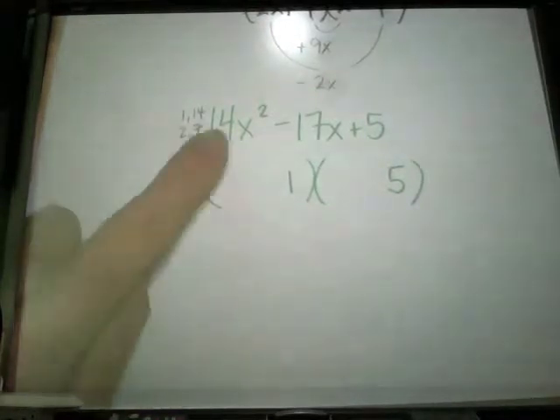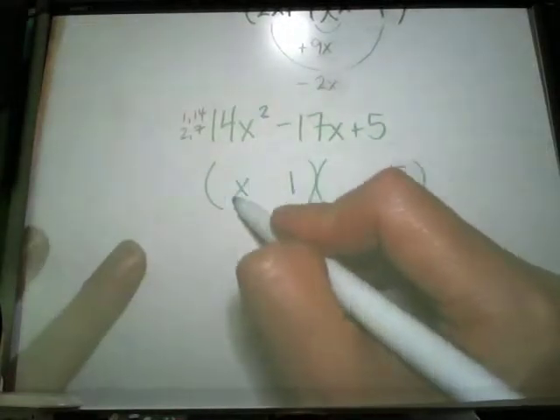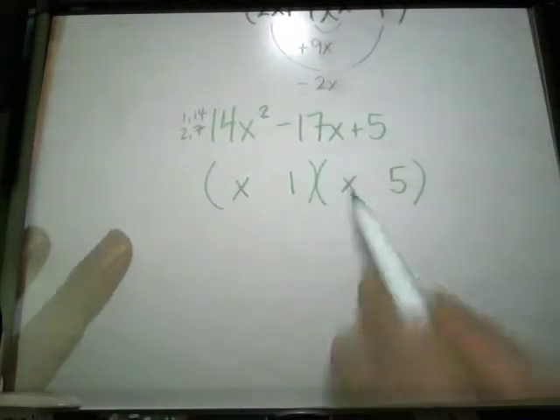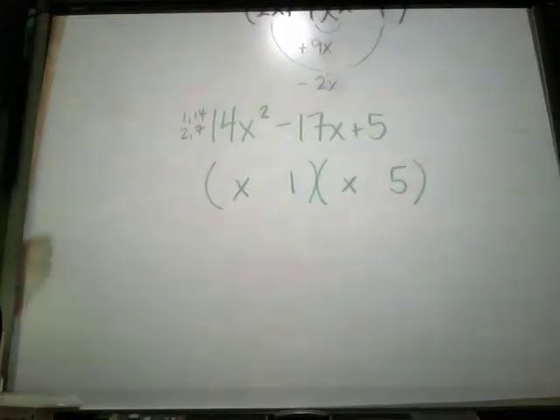Now, 14, I know I'm going to have an x and an x to get the x squared. I need to figure out what number goes in front. Anybody want to suggest a starting place?